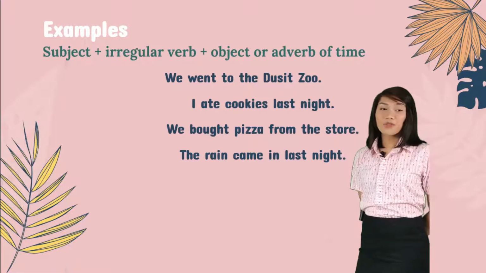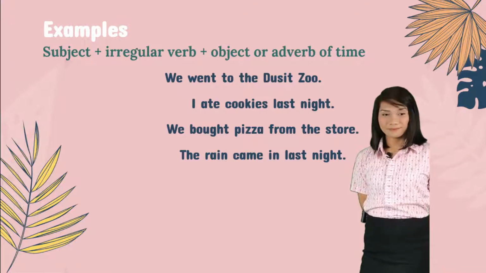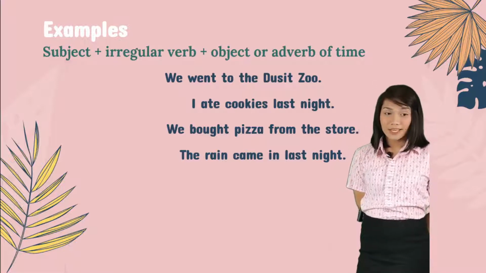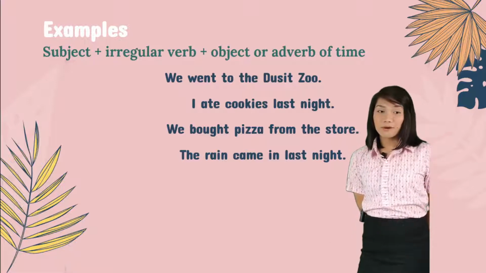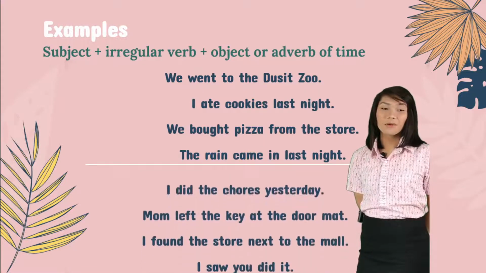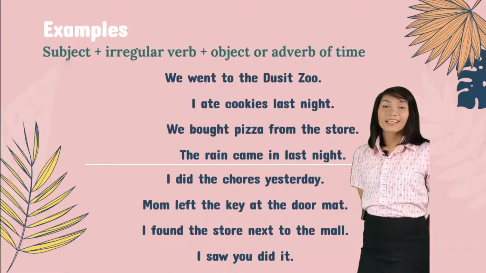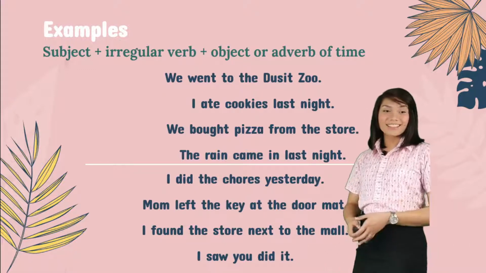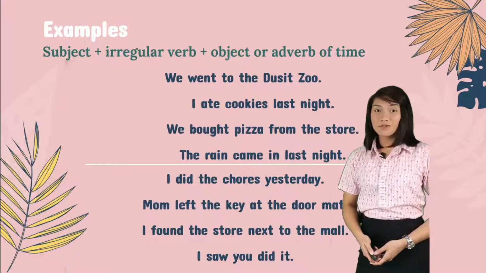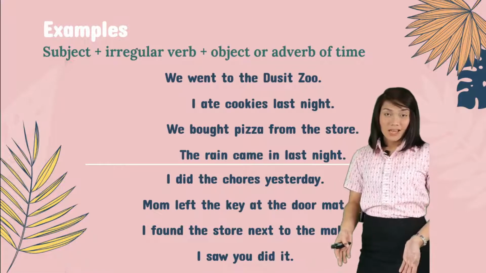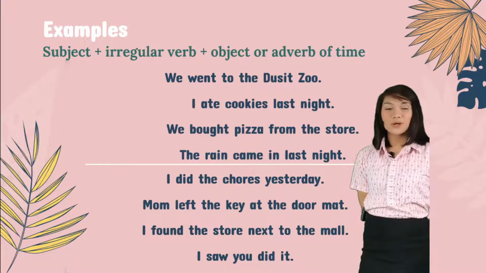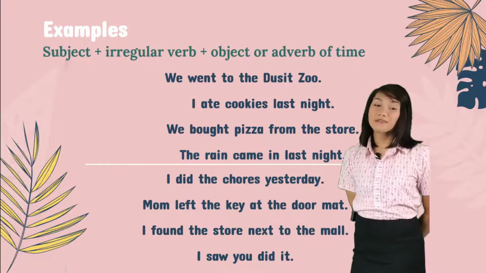Now, how about, the rain came in last night? So rain is your subject, came is your irregular verb, and last night is your adverb of time. All right, now let's have a couple of examples here. Can you read it? Okay, now let's have, I did the chores yesterday. So I is your subject, irregular verb did, which is a past form of do, chores, which is your object, and yesterday, which is your adverb of time.